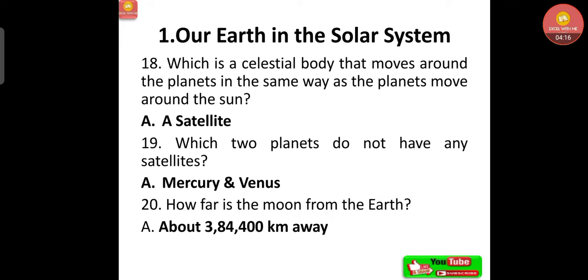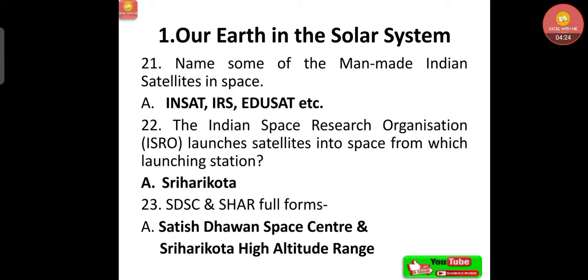How far is the Moon from the Earth? That is about 3,84,400 kilometers away. Name some of the man-made Indian satellites in space: INSAT, IRS, EduSat, etc. The Indian Space Research Organisation, that is ISRO, launches satellites into space from which launching station? That is Sriharikota. Now SDSC SHAR full forms: Satish Dhawan Space Centre and Sriharikota High Altitude Range.